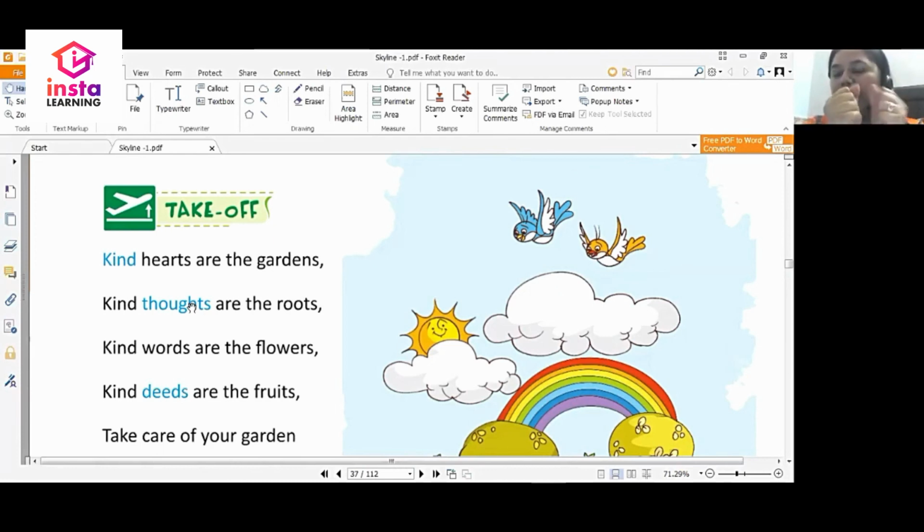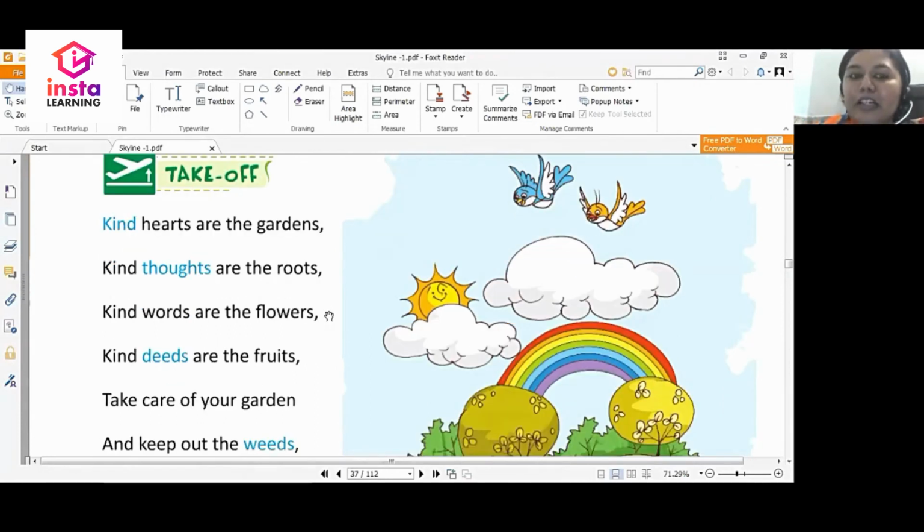No wind can destroy it. If the roots of the plant are very strong, no matter what kind of storm comes, the plant or the tree will never fall. So if your thoughts are kind, if your thoughts are good, no one can ever destroy you. No one can ever hurt you. So in the first line, the poet says that if you have a kind heart, it's like a beautiful garden. If you have kind thoughts, if you have good thoughts, it's like roots.